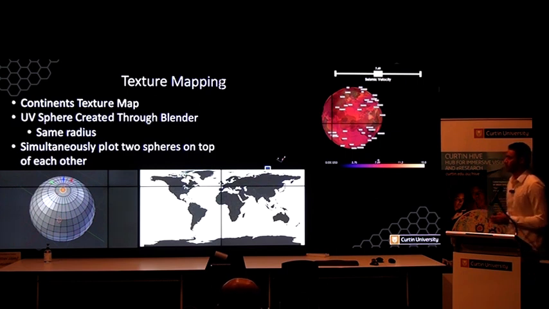The way that this was done was through Blender, which is just another software. Essentially, it was just making a UV sphere, which, if you look at the first image, is just a sphere with rings and segments in it. There's nothing special about it. All we did was make it with the same radius as the Earth, which is 6,371 kilometers. Then after we made that sphere, we simultaneously plotted them on top of each other so that the texture map is seen on the outside. And you can see that on the final image on the top right here, that you can start to see some of the continents coming through.